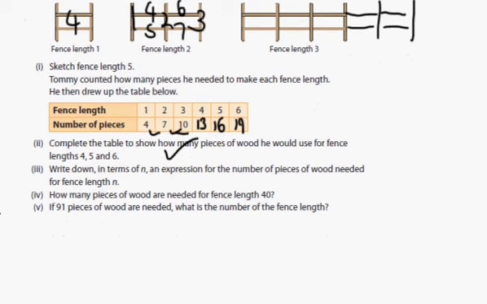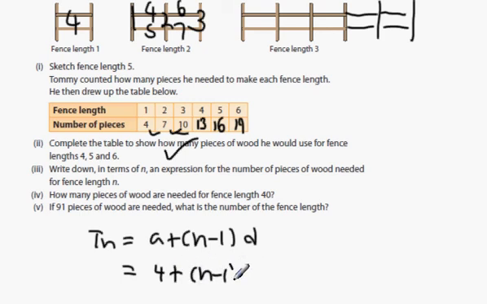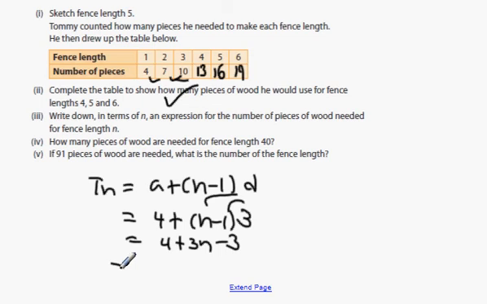Find the n expression. How do you get the n expression again? 1 times d. A is 4 and d is 3. Multiply in. You're going to get 4 plus 3n minus 3. Therefore, Tn must be 1 plus 3n, or 3n plus 1. Done.